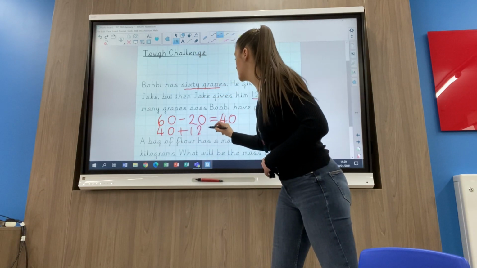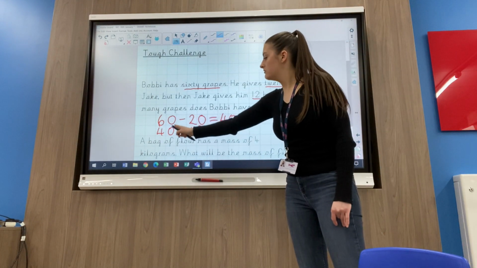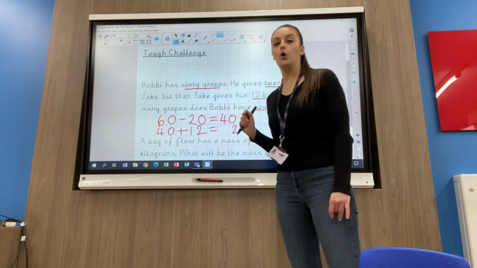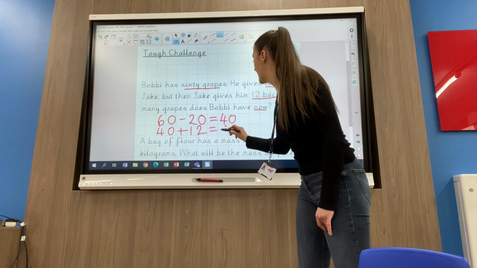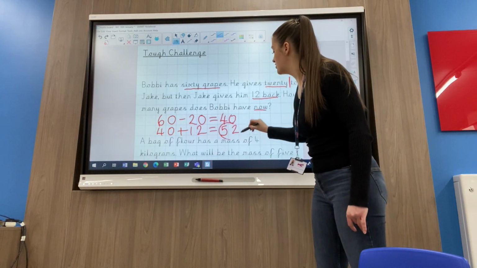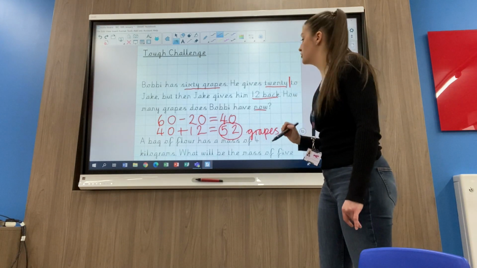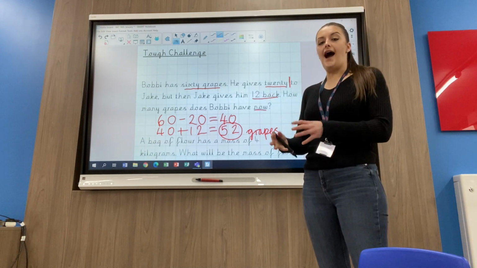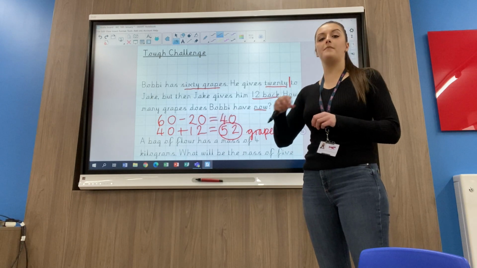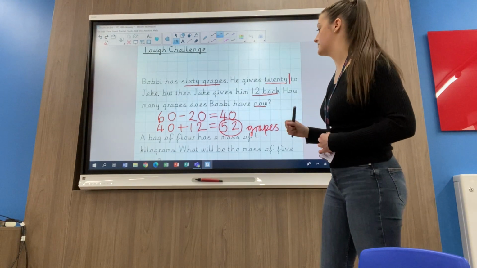So I've got a subtraction and an addition. Now I can use my place value. I know that 2 ones add no ones is 2 ones, and 1 ten add 4 tens is 5 tens. Okay, so Bobby now has 52 grapes. So I've done that in my 2 steps. You've got to think about having those grapes. He gave some away, so you need to subtract, but then he's got some back, so we need to add them back on.